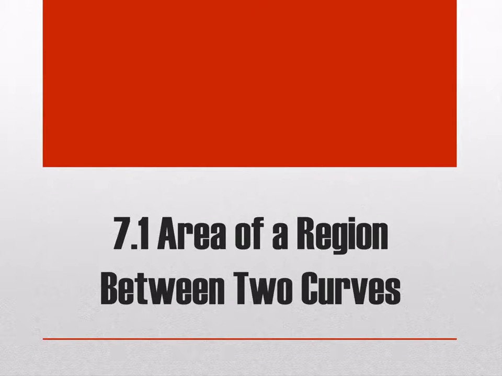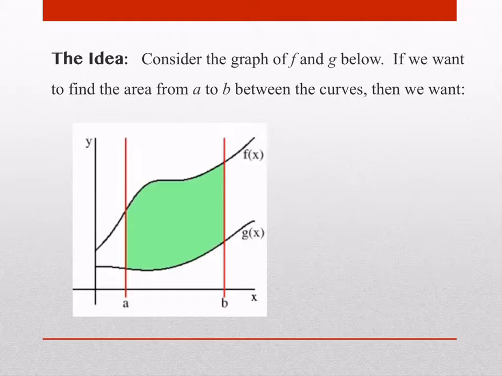All right, section 7.1 is how to find the area of a region between two curves. Up to this point, all of the areas that we have found with calculus are between the curve and what? The x-axis, right? We always measure the area from the curve down or the curve up to the x-axis. So what we're going to be doing now is taking two curves.